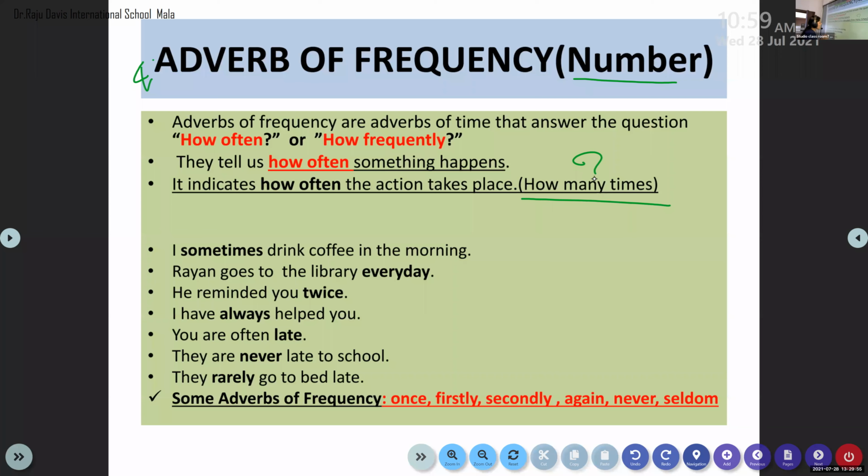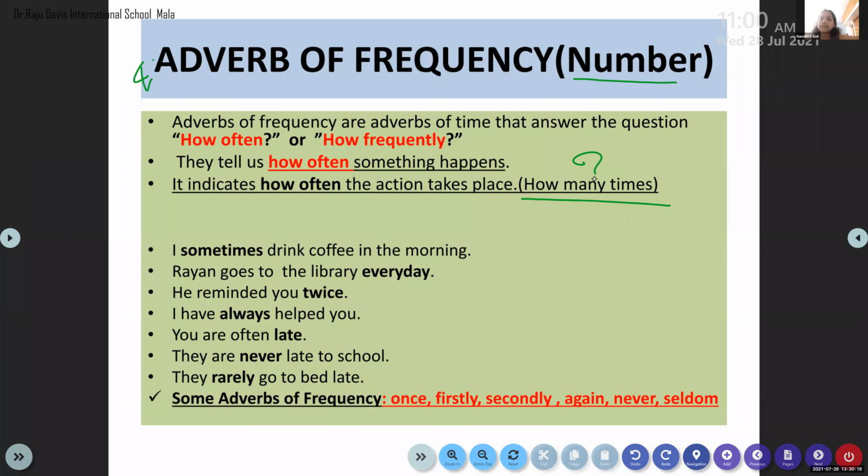See, look here. I sometimes drink coffee in the morning. See, children, not always, only sometimes. I sometimes drink coffee in the morning. So, not all the time, not every morning, not every day. I sometimes, it shows how many times. Sometimes, right?